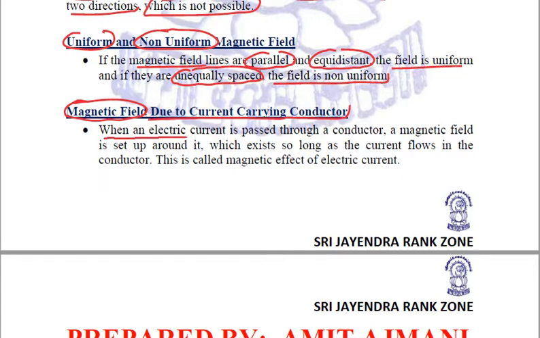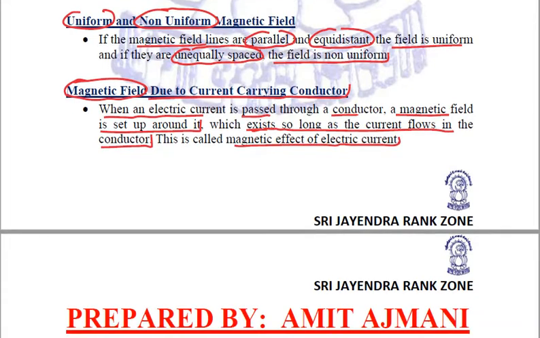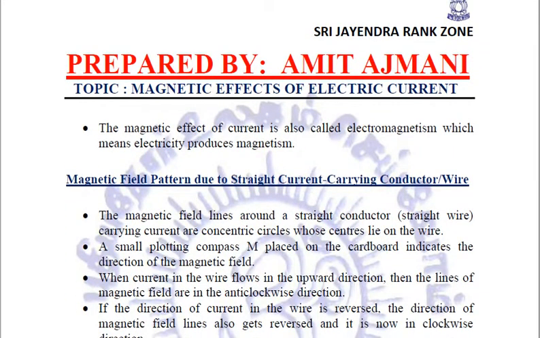Now when an electric current is passed through a conductor, a magnetic field is set up around it, and this magnetic field is going to exist as long as the current is flowing in the conductor. This phenomena is the magnetic effect of electric current. Clear? Now this magnetic effect of current is also called electromagnetism, which means electricity produces magnetism.